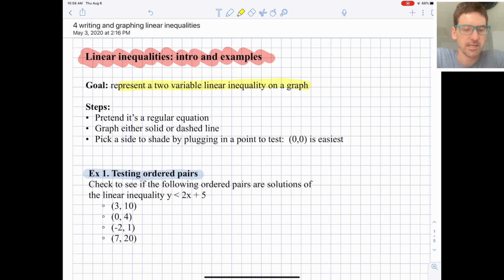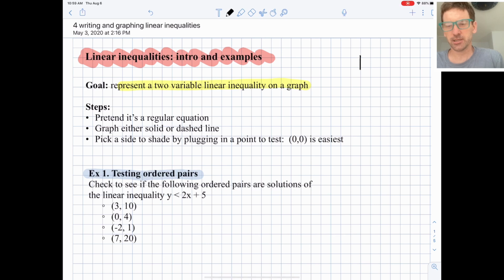So let's take you through the steps, and then I'll show you how you can test to see if some numbers work out, and then we'll actually do a couple real examples. So first we want to pretend that it's a regular equation, a regular equality with an equal sign. And we graph that line with either a solid or a dashed line, and I'll tell you how to know which is which in a second. And then we pick a side to shade by plugging in a point to test. And the origin 0, 0 is the easiest point to test.